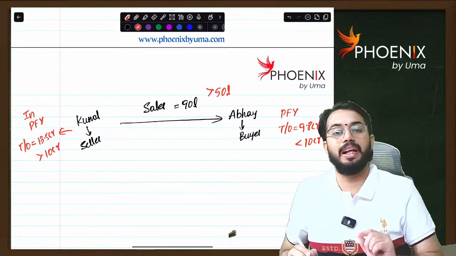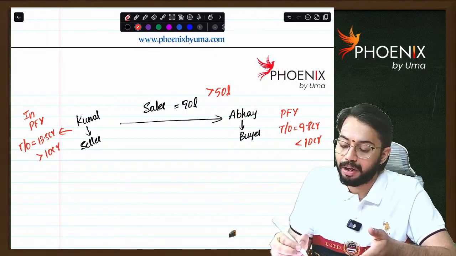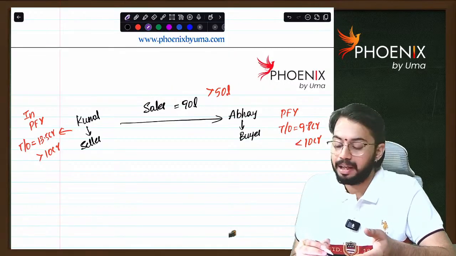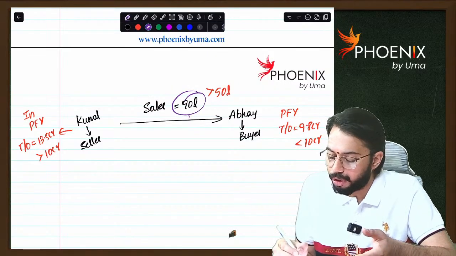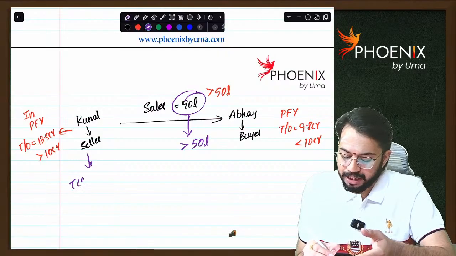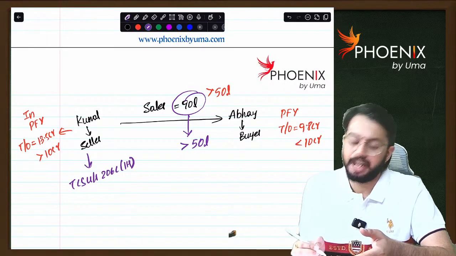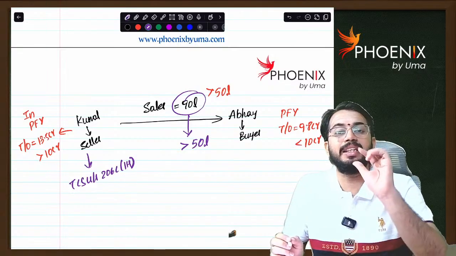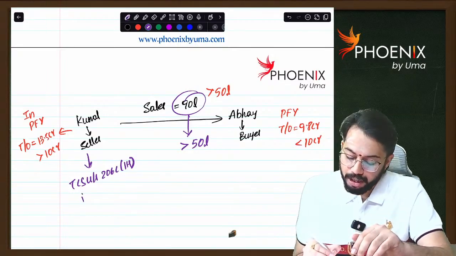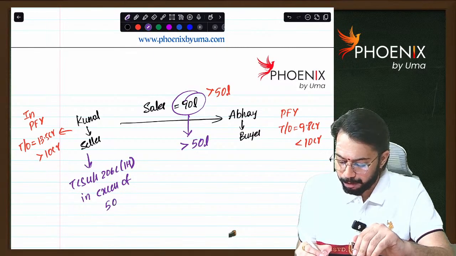In case of a seller, in the preceding financial year, if turnover is more than 10 crore rupees, and if the value of goods sold is more than 50 lakh rupees, then the seller is required to collect TCS under section 206C 1H. Are you able to understand? And TCS will be collected on the amount in excess of 50 lakh rupees.